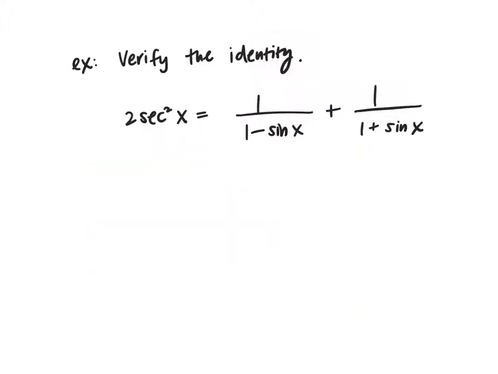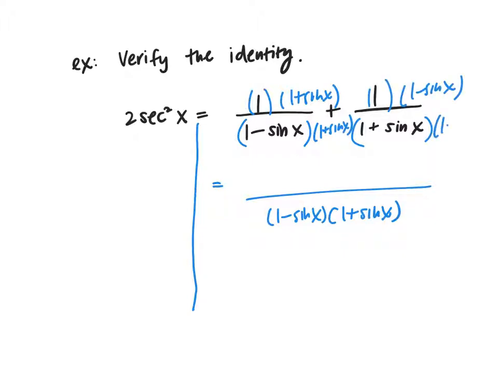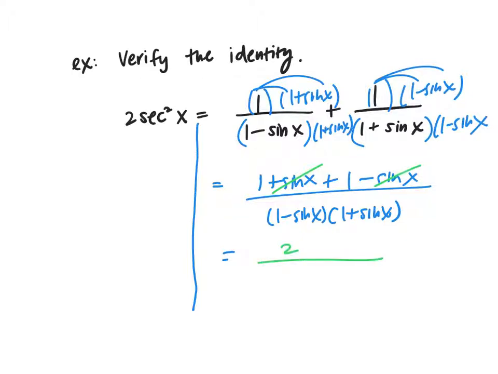Verify the identity, meaning prove that this is indeed true. I'm going to work on the right-hand side because I see that I have two fractions. Maybe I can put them together. To add these, I'm going to need a common denominator. So my common denominator will be 1 minus sine of x times 1 plus sine of x. The first fraction is multiplied by a form of 1, 1 minus sine of x over 1 minus sine of x, and the other by 1 plus sine of x over 1 plus sine of x. In the numerator, I get 1 plus sine of x plus 1 minus sine of x. Notice that the sine of x's cancel out, so I get 2 over 1 minus sine of x times 1 plus sine of x. If I multiply the denominator, I have a conjugate, so I end up with 1 minus sine squared x when I FOIL, because the middle terms cancel out.